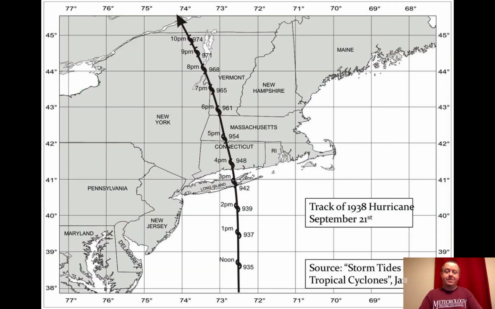Here's the track. Obviously, it was flying up the coast, 942 millibars at landfall. I mean, that's pretty darn low. Very powerful storm. While Sandy obviously was bad, and I'm not taking anything away from it, it can't even compare to the storm as far as wind strength and overall strength of the storm, okay?